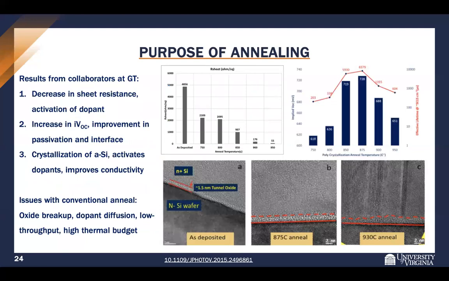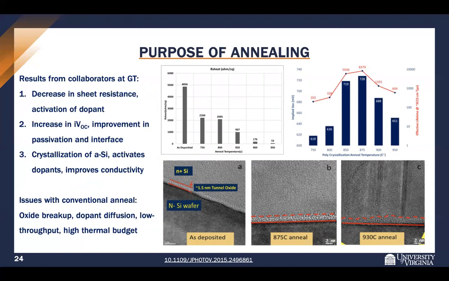These layers, again, they need annealing. These results are from our collaborators at Georgia Tech. In the top middle, you can see the impact of sheet resistance with annealing temperature. As the temperature is increased, the sheet resistance drops, which is good. You'll have a lower series resistance the lower your sheet resistance is.